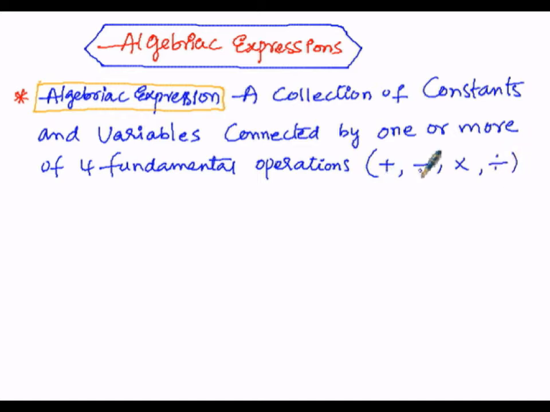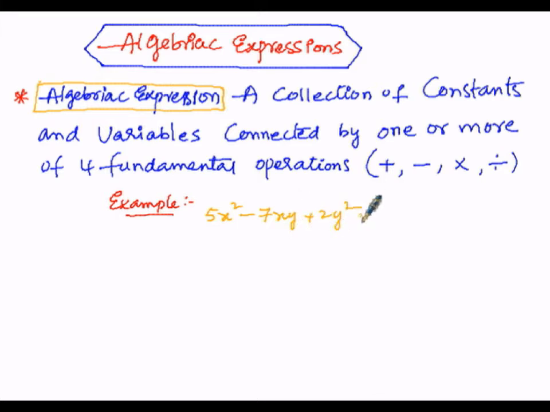We will be utilizing only one or more than one of these four fundamental operations by connecting the constants as well as the variables. In the combination of the constants and variables, we will be utilizing one or more of these four fundamental operations in order to get an algebraic expression. So here, an example under this: 5x square minus 7xy plus 2y square.